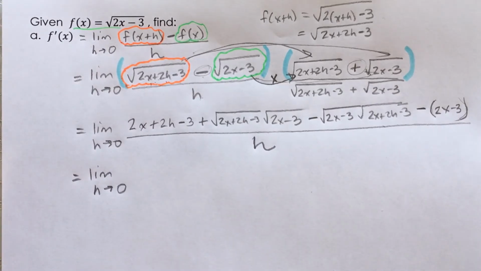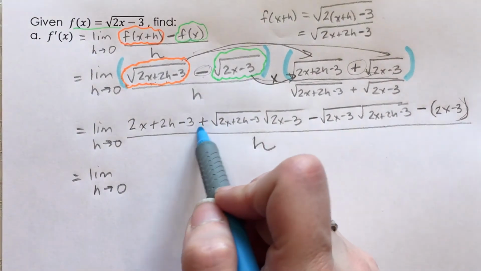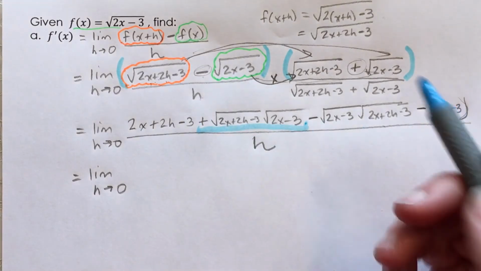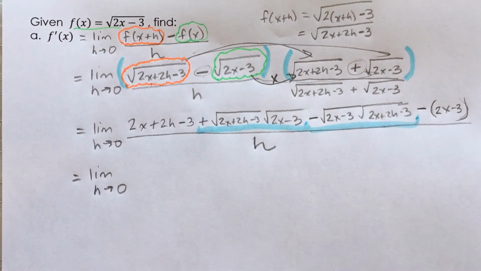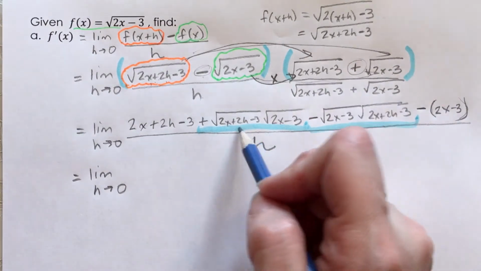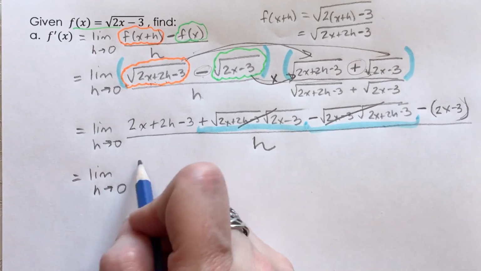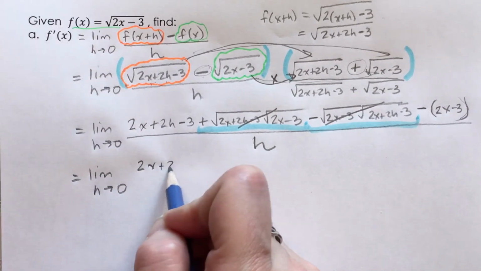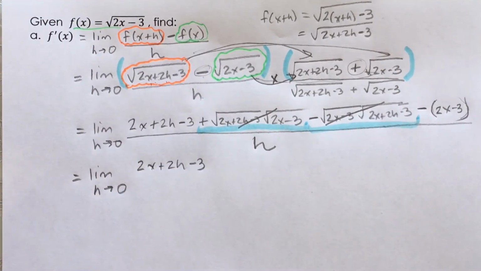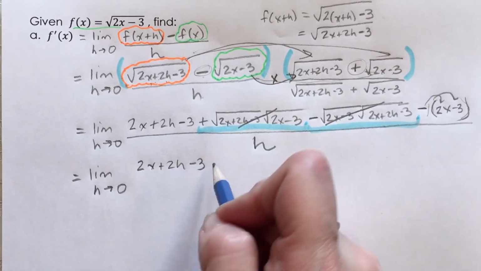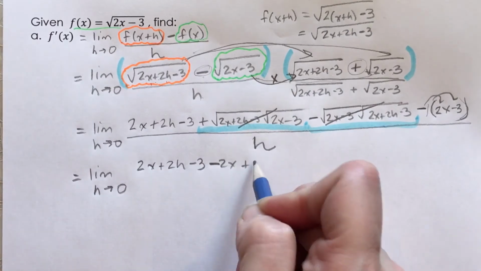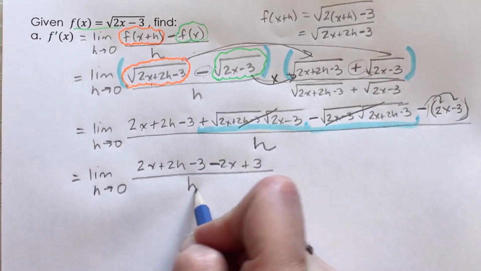So we see here, we've got this yucky term. So this big, huge plus those two roots multiplying together, but then we've got minus those two square roots multiplying together. So they add up to 0, which is really nice for us. So they add to 0 and they're gone. So we've got 2x plus 2h minus 3. And then if we distribute that minus there, we've got minus 2x plus 3 all over h.